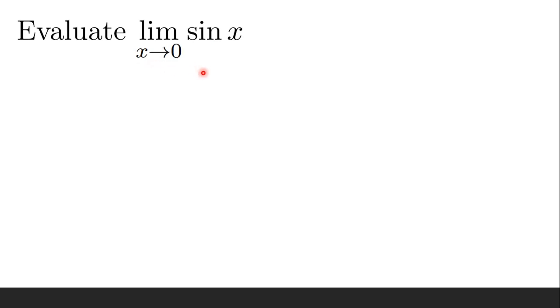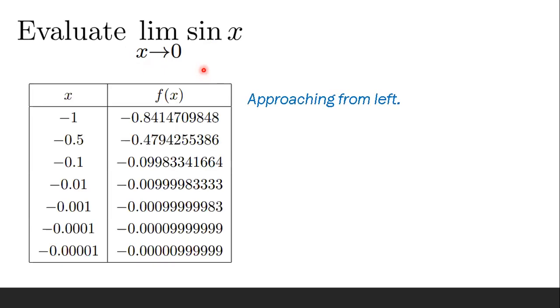Now we start with the table of values approaching 0 from the left. And this is how the table looks like.